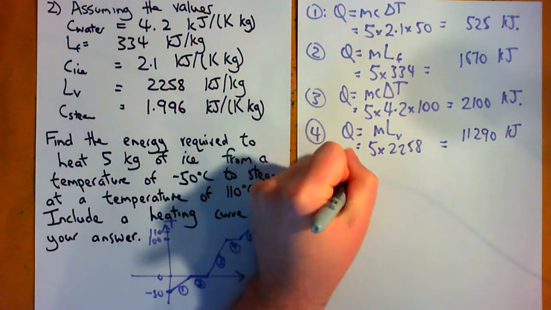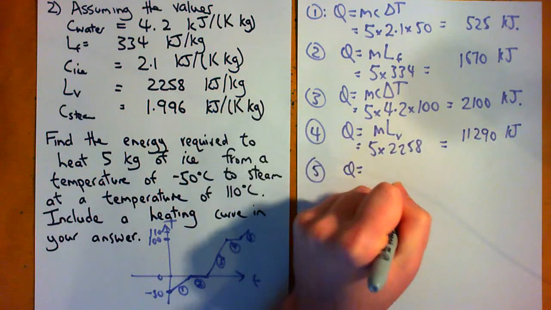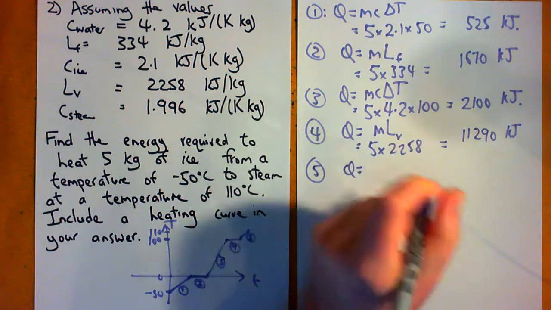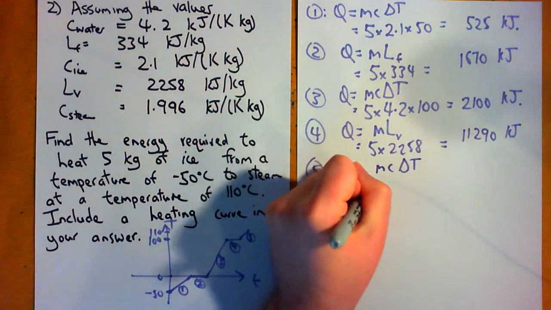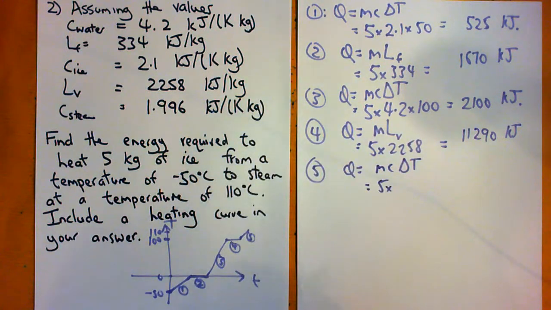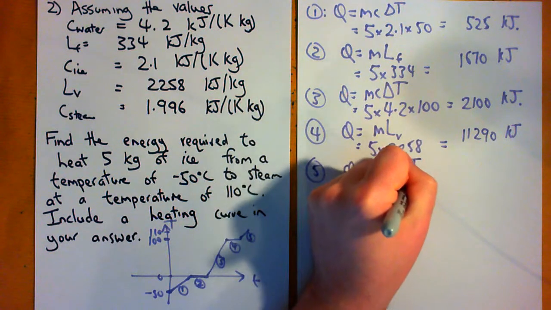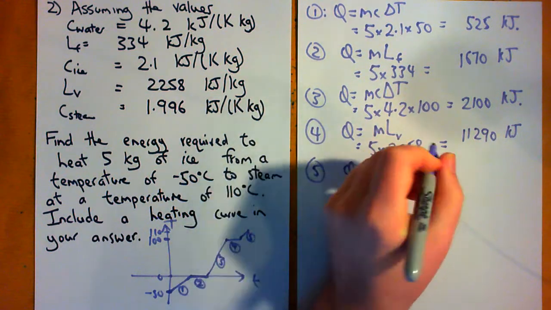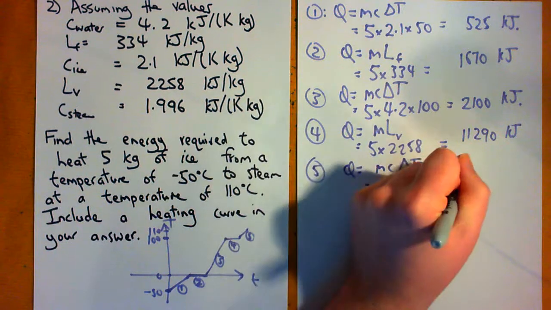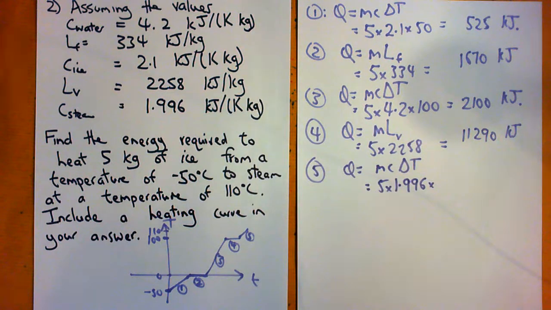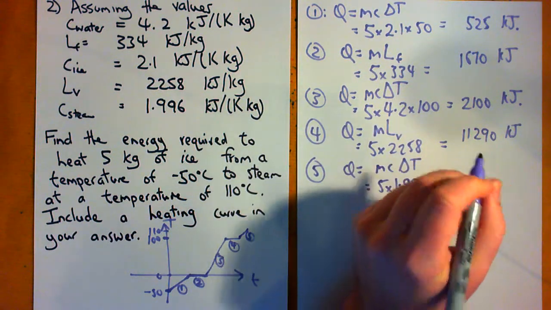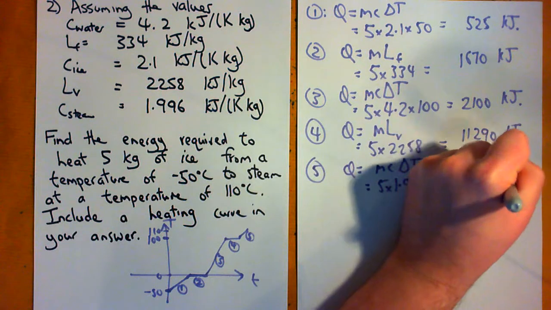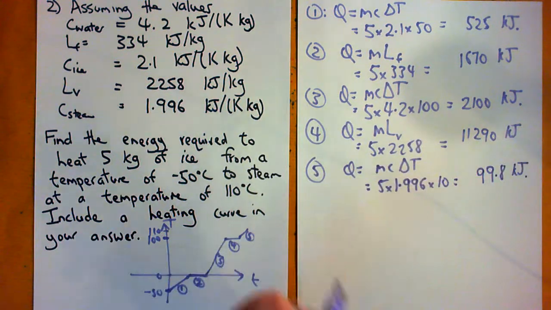And lastly, it's now all steam. It's just a matter of heating it up from 100 to 110. So this is going to be mc delta T. The mass is still 5 kilograms. For steam, we're given the specific heat is 1.996. The change in temperature for this part is just 10 degrees, going from 100 to 110. If we calculate that, we get 99.8 kilojoules.